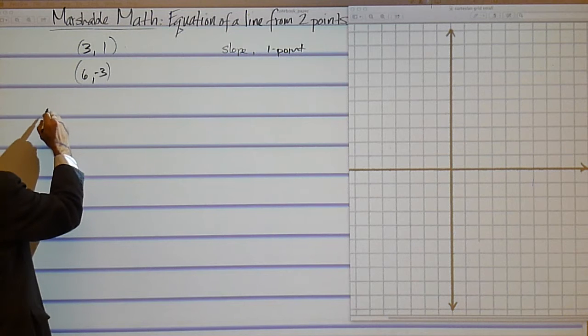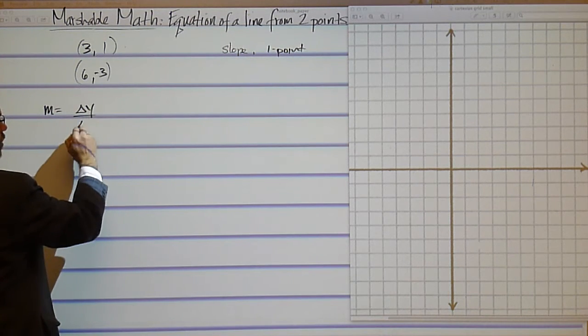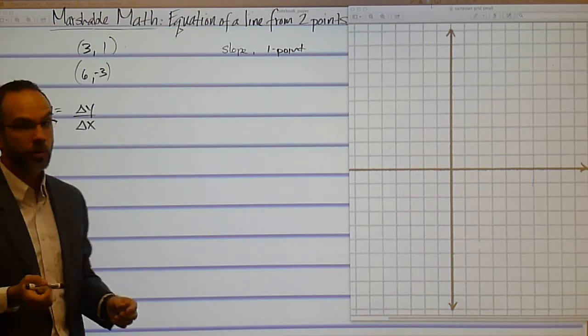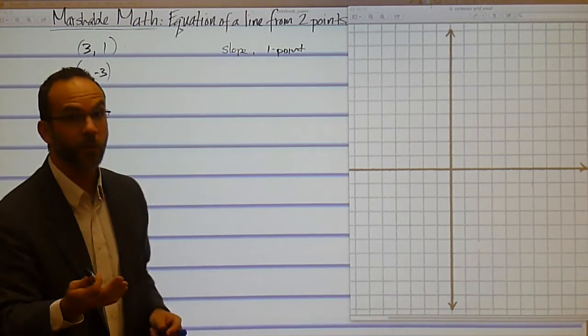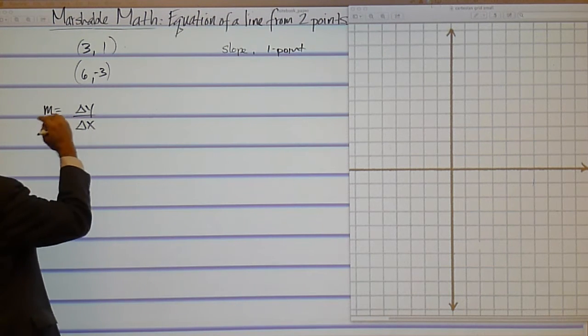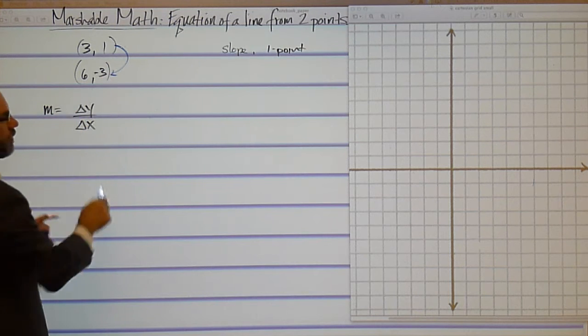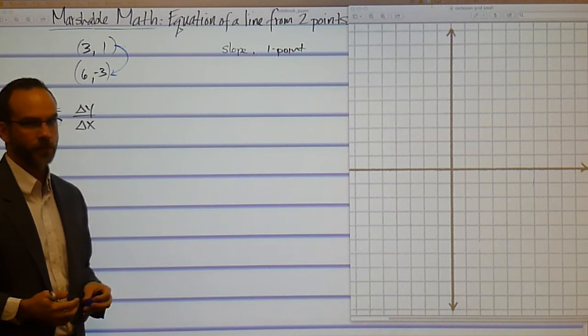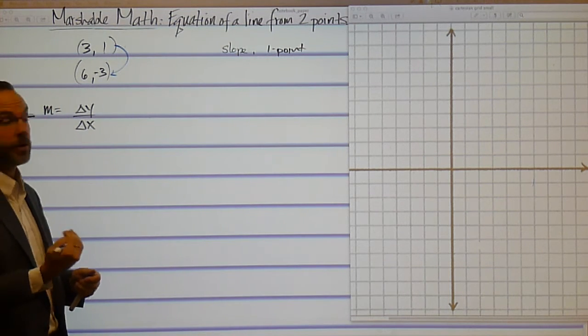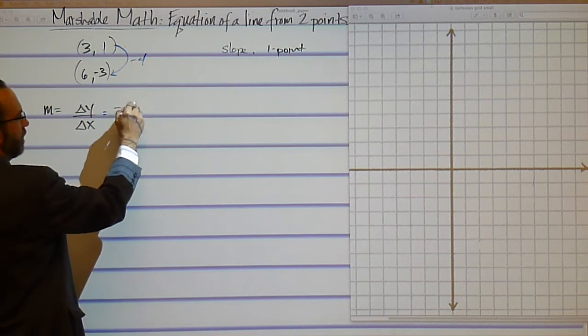So what I'm going to say then is slope is equal to my change in my y value over my change in my x value. I always write the formula down first, right? Anytime you use a formula, always write the formula down first. And then I'm going to do this. I'm going to say, well, here's my y value. If I start from 1 and I go to -3, what kind of a change is that? Haven't I gone down 4 units, right? So that would be a -4. So my change in y then is -4.